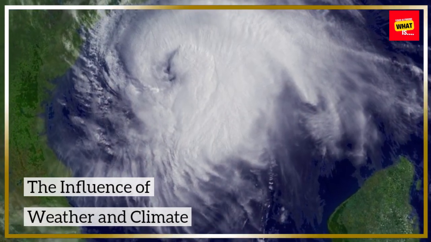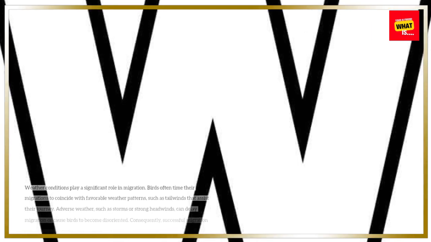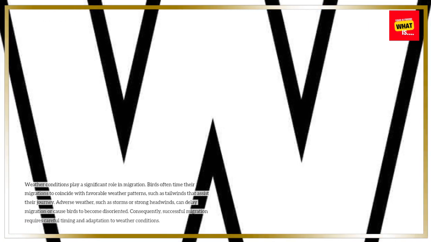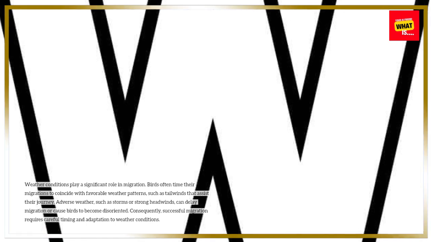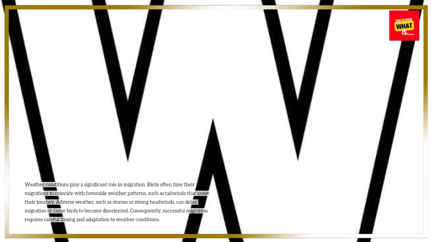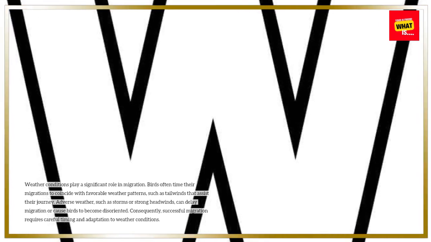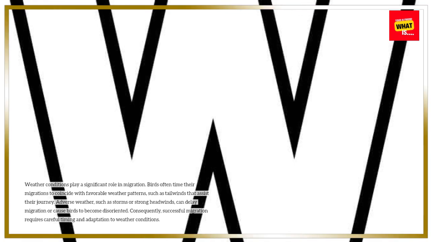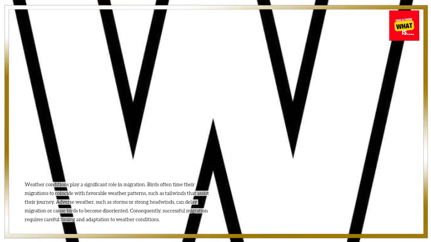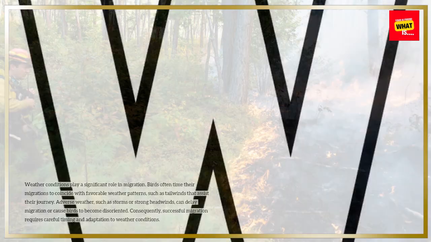The influence of weather and climate. Weather conditions play a significant role in migration. Birds often time their migrations to coincide with favorable weather patterns, such as tailwinds that assist their journey. Adverse weather, such as storms or strong headwinds, can delay migration or cause birds to become disoriented. Consequently, successful migration requires careful timing and adaptation to weather conditions.